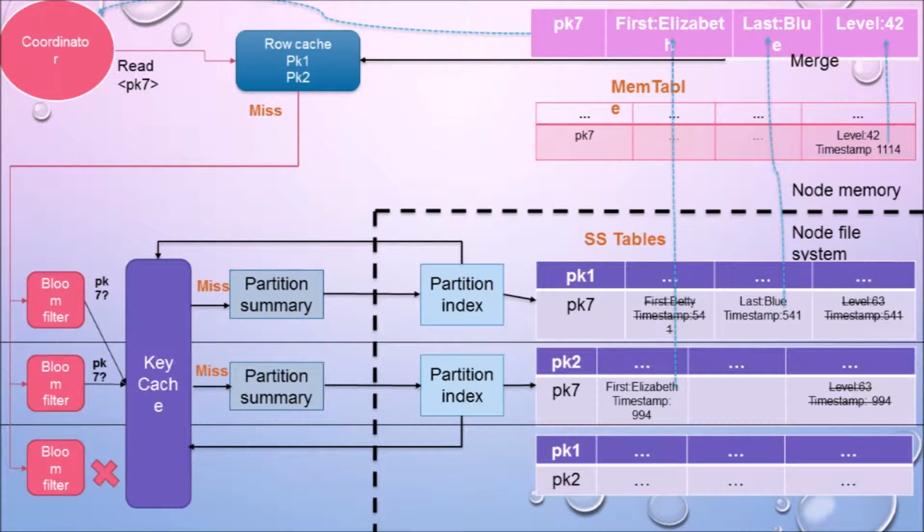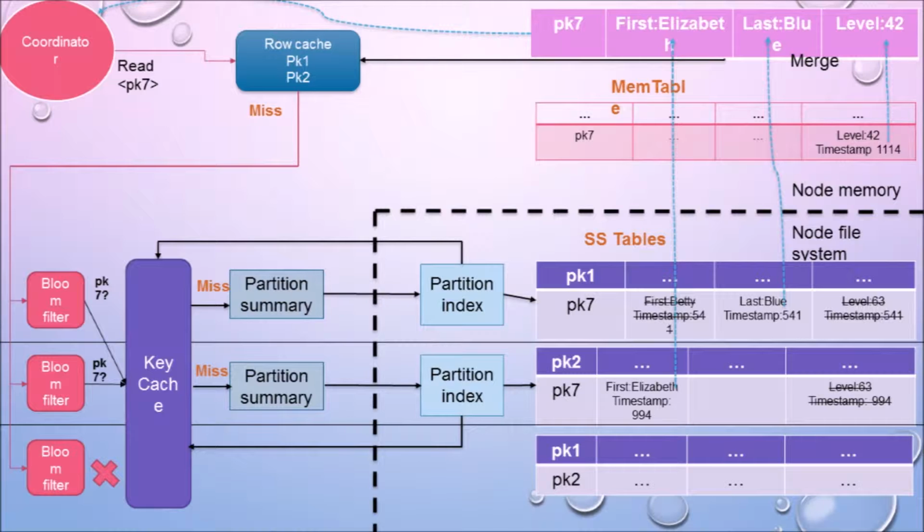Here comes the read part. Here things will become a lot more clear. So here's the coordinator. Coordinator says read value some record with a partition key 7, right? So it first tries to get this value from an artifact called the row cache.